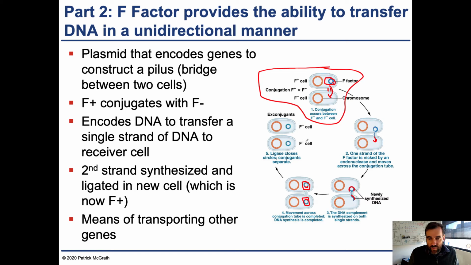So what is important is that this F factor contains genes that are necessary for this plasmid to function. So it has genes that are necessary for creating the pili. It also has genes that are necessary for synthesizing the plasmid, but it can also have additional genes on it as well. And so this becomes important for things like antibiotic resistance, because it might contain a gene that confers resistance to the antibiotic streptomycin.